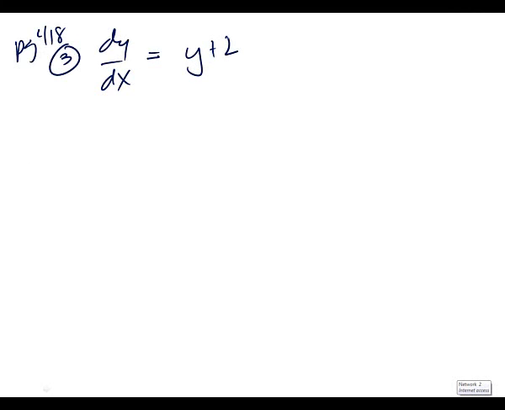Okay, what do we get? What am I doing? This is page 418, number 3. Okay, so we've got dy dx equals, oh, this is the weird one. So you have to take this whole thing and move it to the other side.